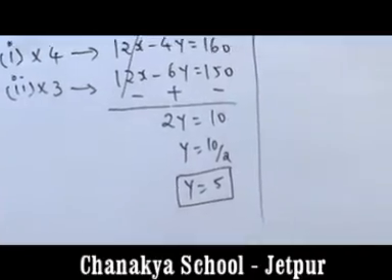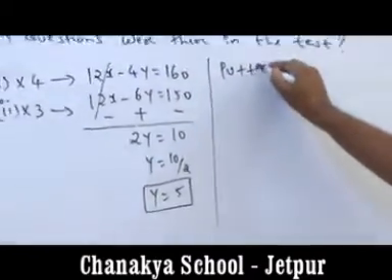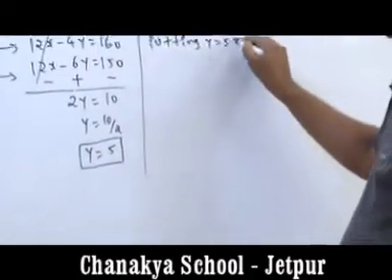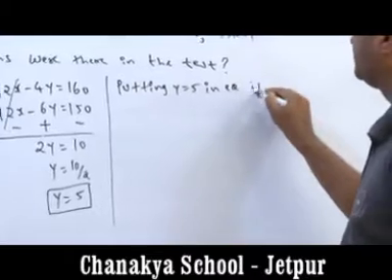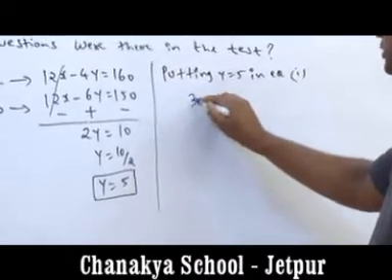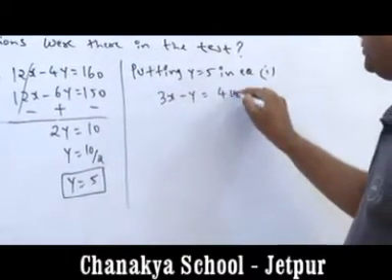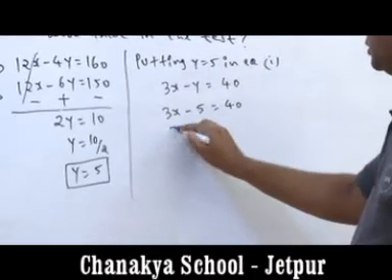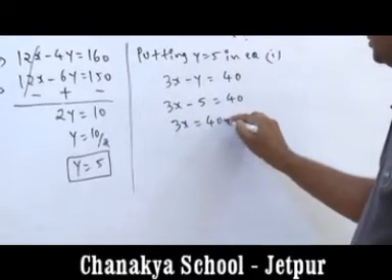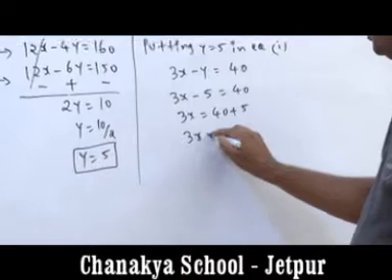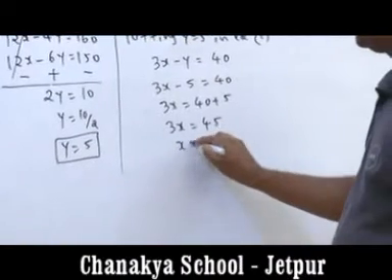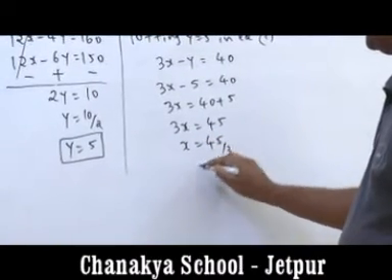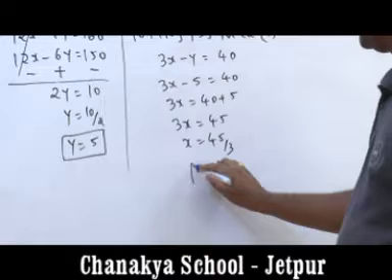Okay, next putting y equal to 5 in equation number 1, 3x minus y equal to 40, 3x minus 5 equal to 40, 3x equal to 40 plus 5, 3x equal to 45, x equal to 45 by 3, x equal to 15.